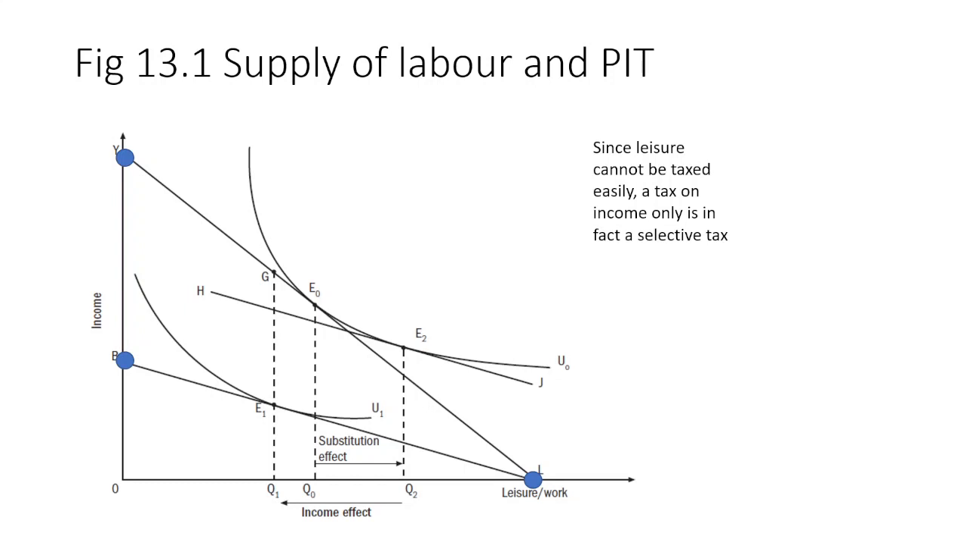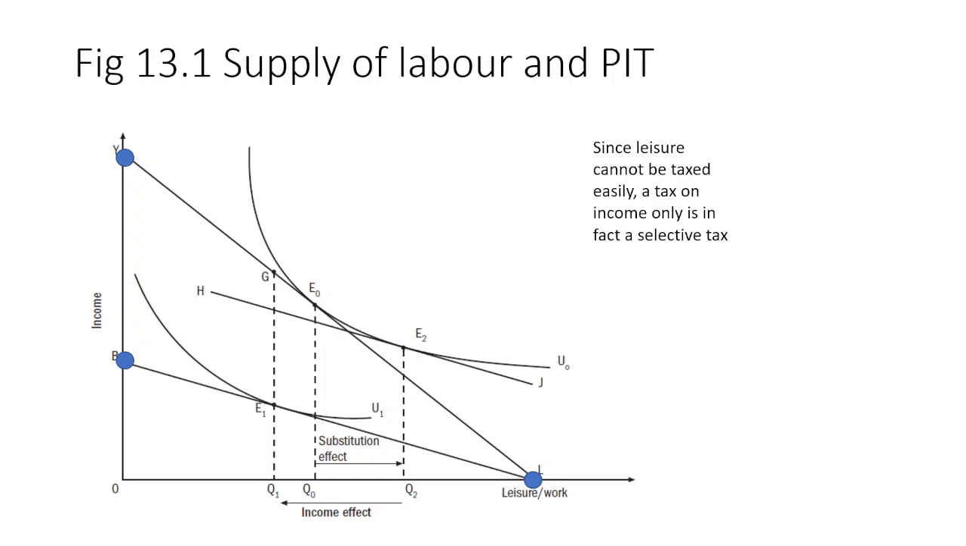If we compare points E0 and E1, can you see that at E1 the person consumes less leisure, Q1 amount of leisure, than at Q0? So why is that? The person is taxed on income and then decides to work more. Remember, we measure work from right to left, so the person decides to work more up to point E1. Well, there's an income effect and a substitution effect.